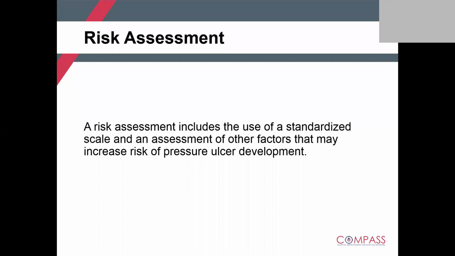So for example, you may come up with a score, but you also need to use your critical thinking skills. Identify if they've had any prior pressure ulcers, if they're a smoker, if they're a palliative care patient. You need to be able to use your thinking skills to add to the total score.